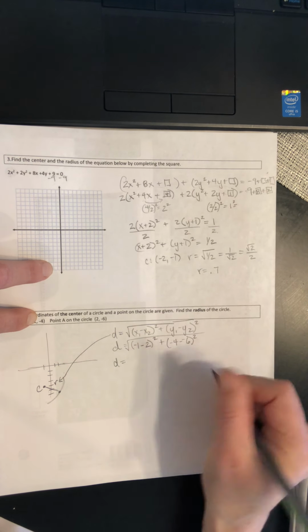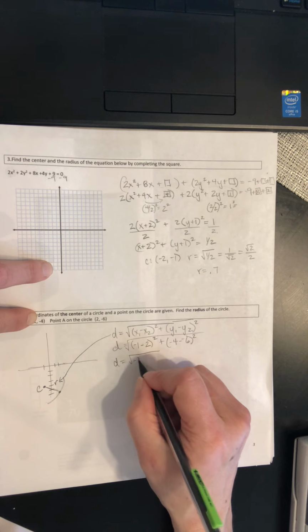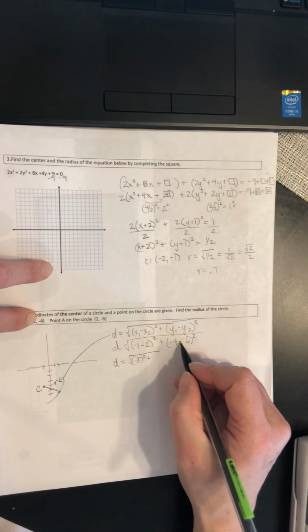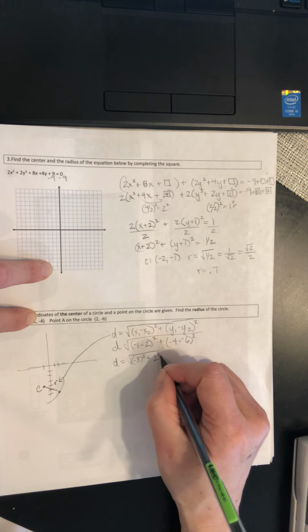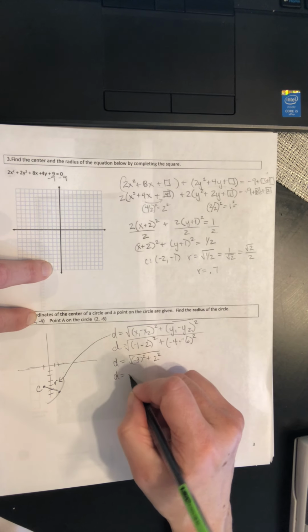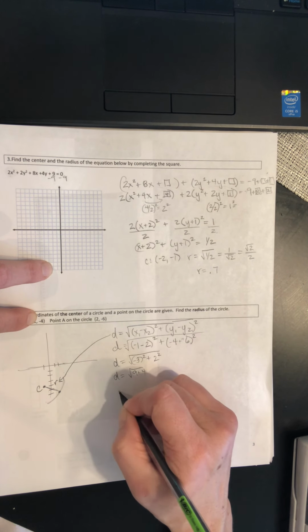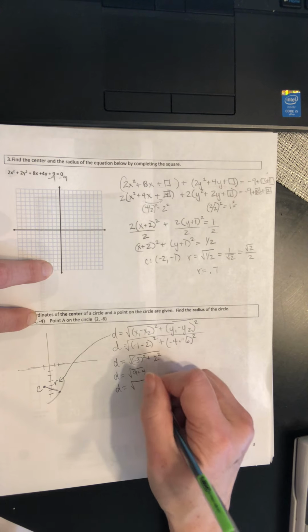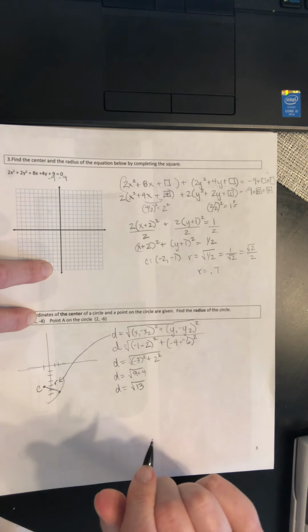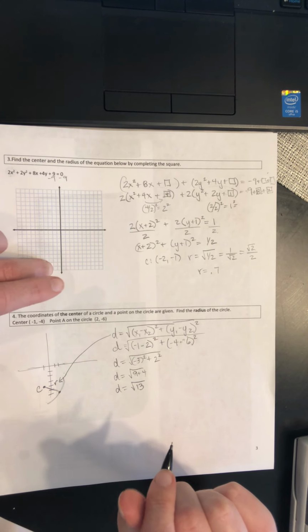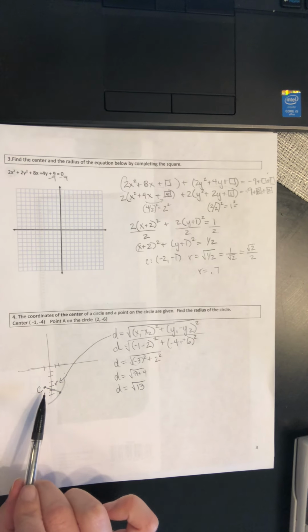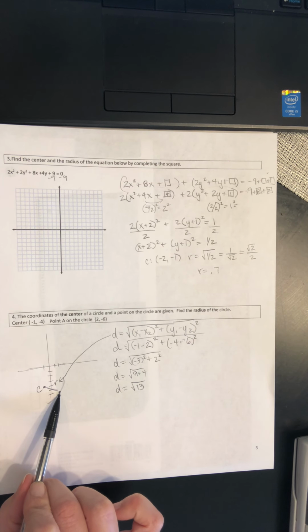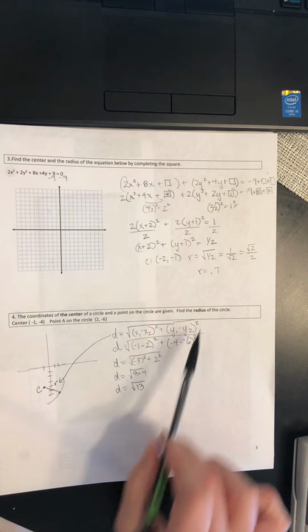So distance equals, so what's that? -3 squared plus, so what's that, 2 squared? So this should be 9 plus 4. So your distance is the square root of 13, right? So that's your radius really, okay? Because it's the distance between the center and the point on the circle. And that's all they wanted.